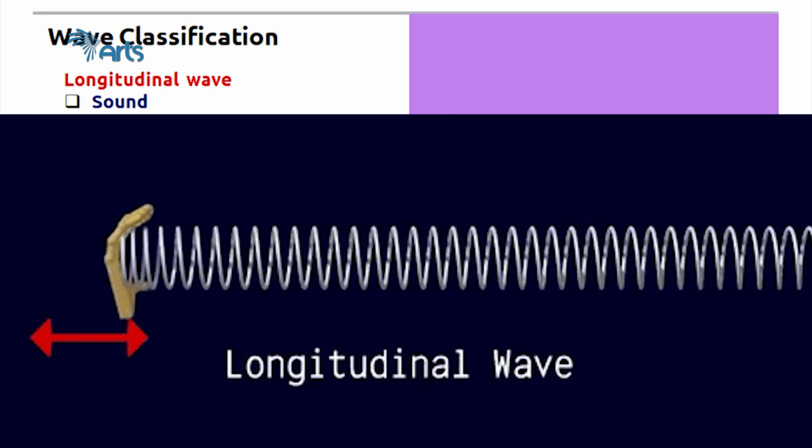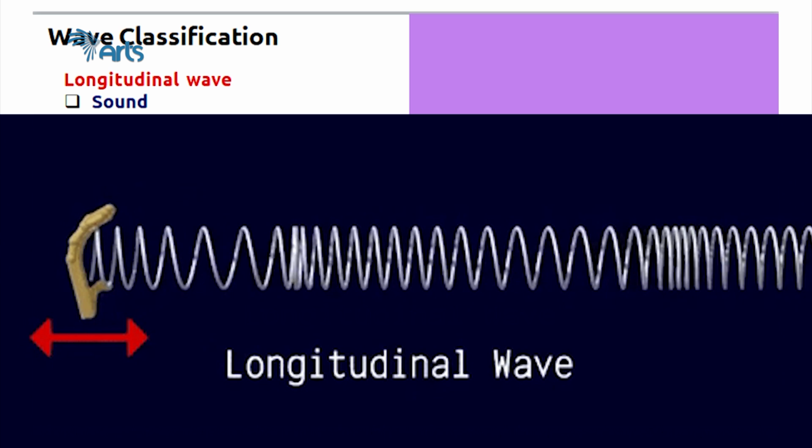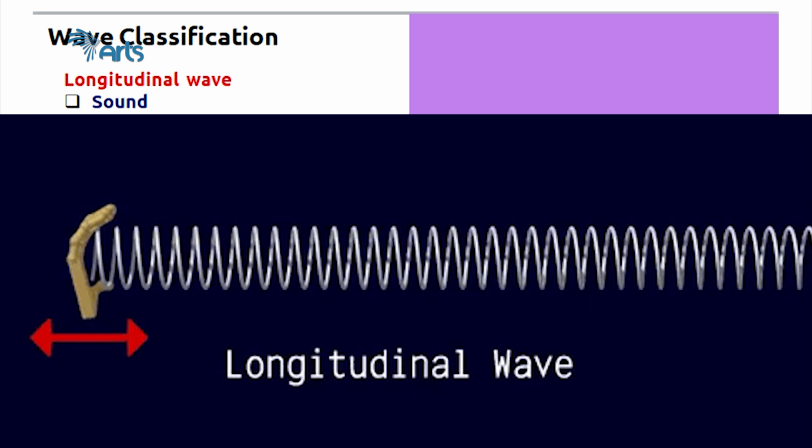Longitudinal waves are waves in which the particles of the medium oscillate in simple harmonic motion parallel to the direction of the wave propagation. A typical example of a longitudinal wave is sound.